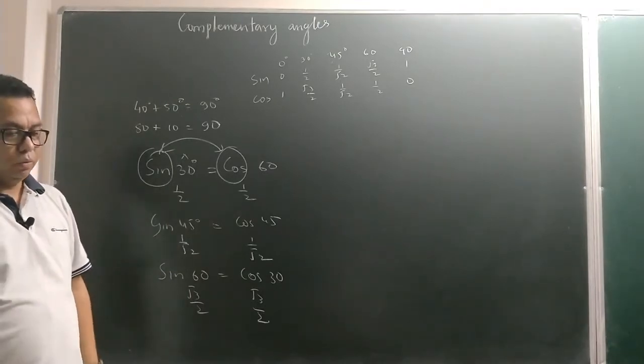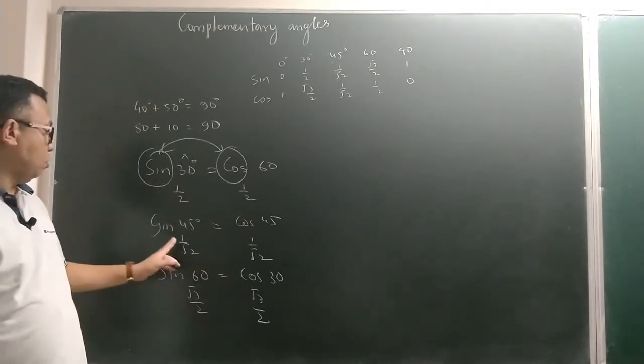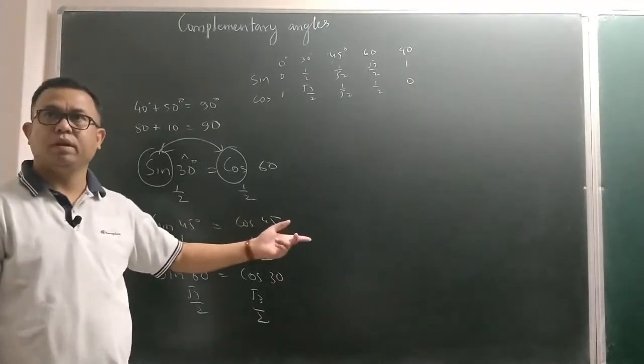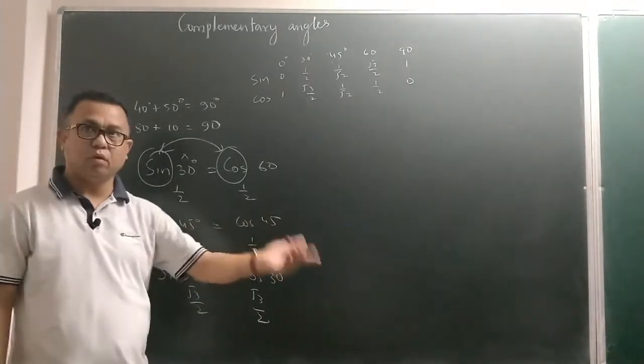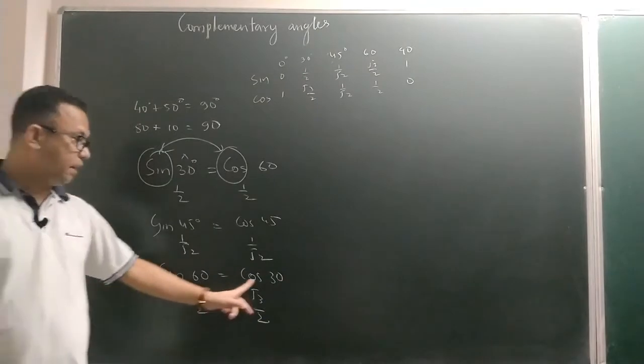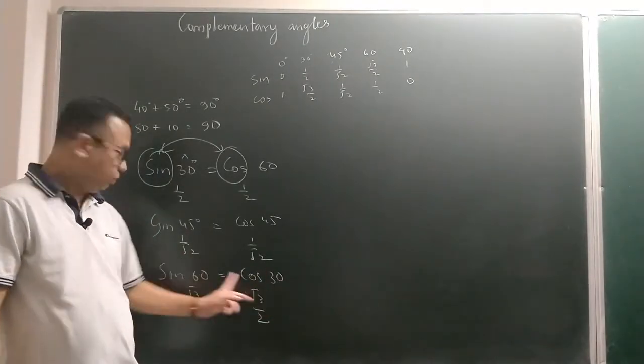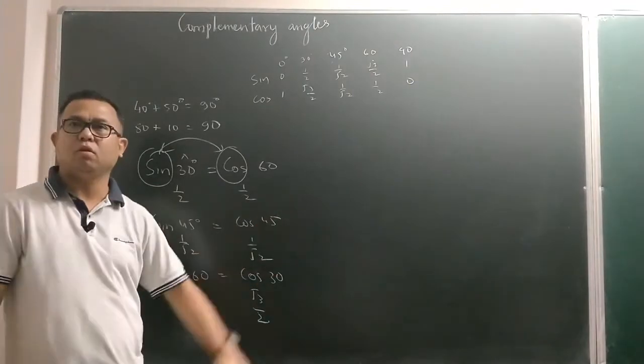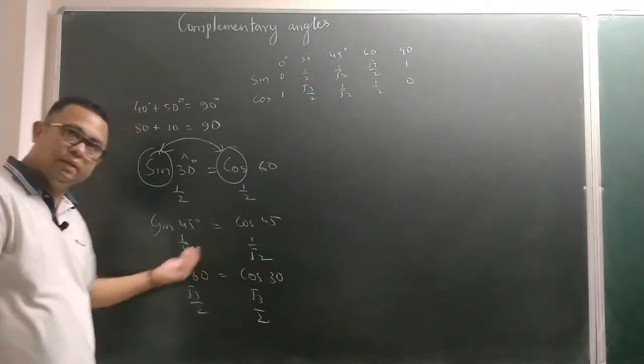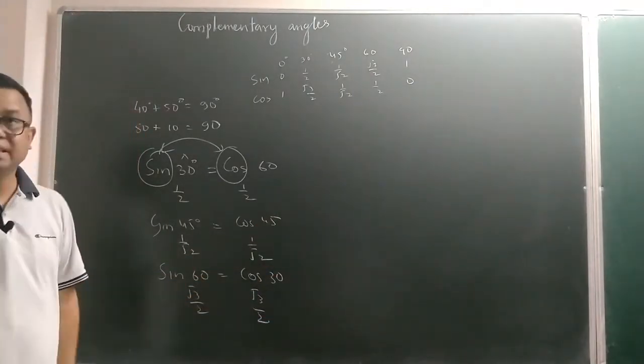Now if that is so, what is the value of sine 45? Same is the value of cos 45. You can say 45 plus 45 total is 90. What is the value of sine 60? Same is the value of cos 30. So if you do not know the value of one of the two, if you don't know sine 60, then you can say cos 30. If you don't know cos 30, then the same is the value for your sine 60.